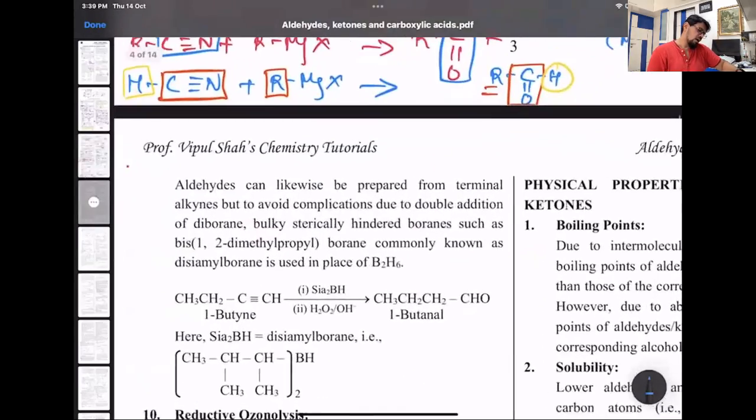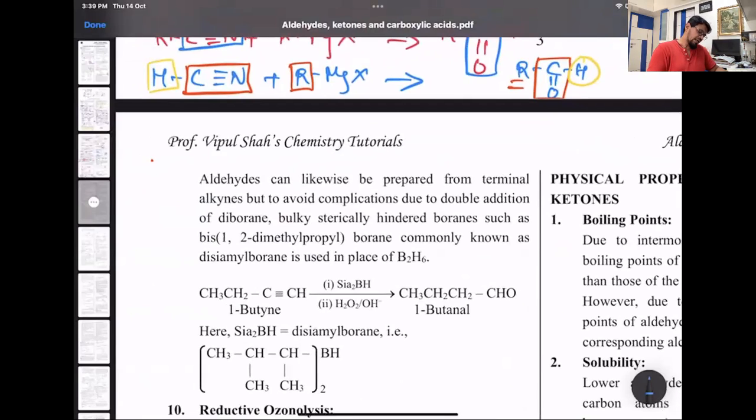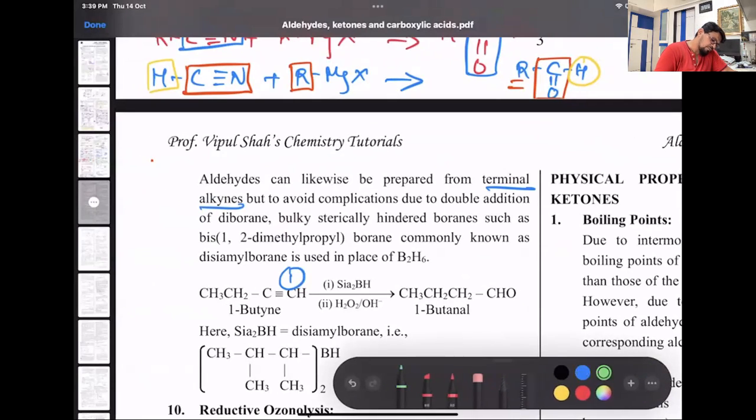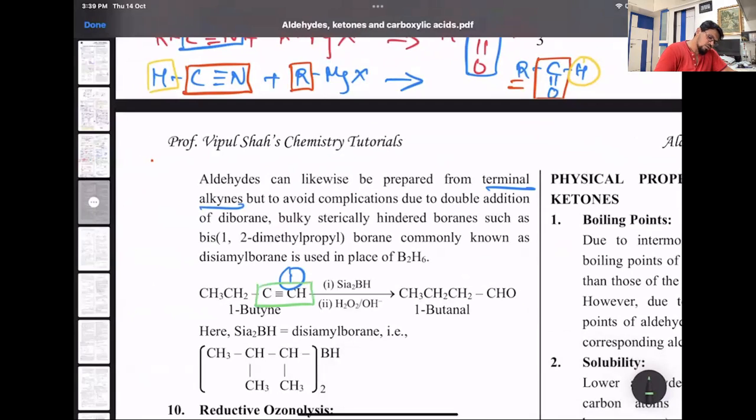Now this is the other part what we have. Aldehydes can likewise be prepared from terminal alkynes. Terminal means the triple bond will always be at the end, position 1, like say but-1-yne. So in this case, what is happening? The last part, this C triple bond CH, will become CH2CHO.